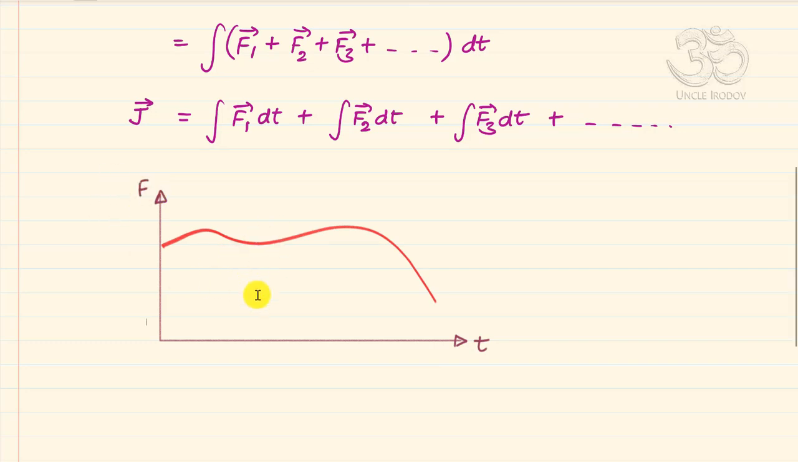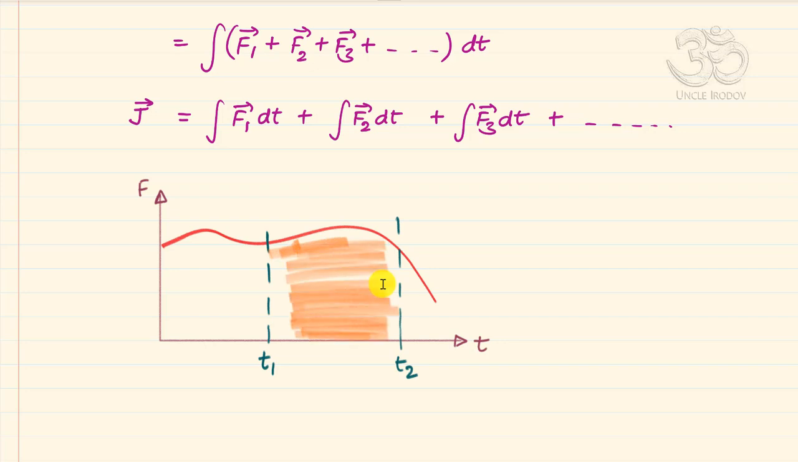And then if I evaluate the area of this curve between some time t1 to some other time t2 perhaps, then that total area, this total orange shaded area, is going to give me the impulse of this time varying force in that amount of time t1 to t2.